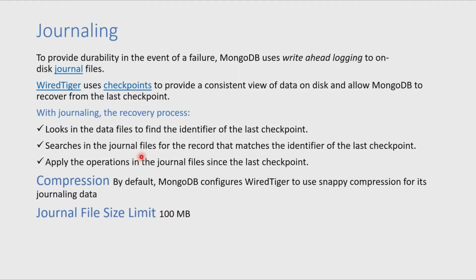And it is going to apply those transaction logs, which in MongoDB are known as the journal. Those journals will be applied, and they will bring up the instance. So it applies the operations in the journal file since the last checkpoint. It's a normal database recovery scenario. As for compression, by default MongoDB configures WiredTiger to use snappy compression for its journaling data. And what is the file size limit? It can go up to a maximum of 100 MB, and then it is going to create one.